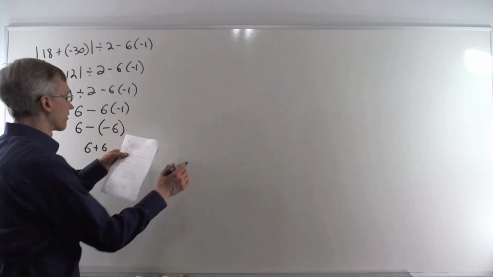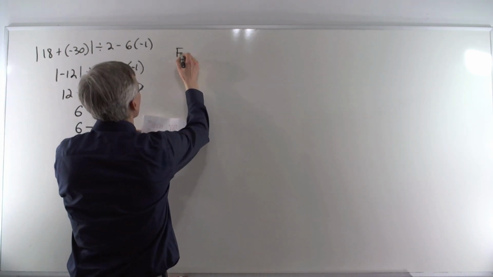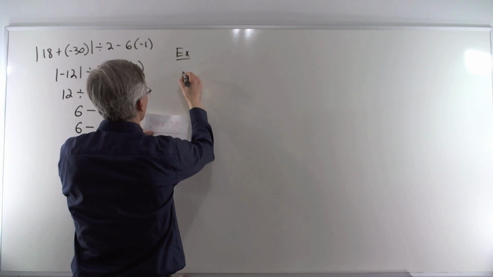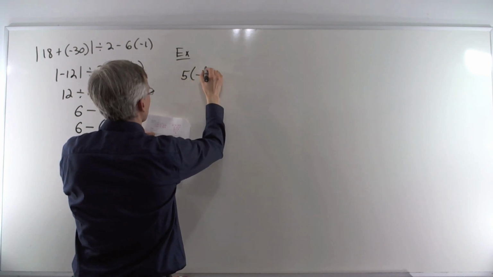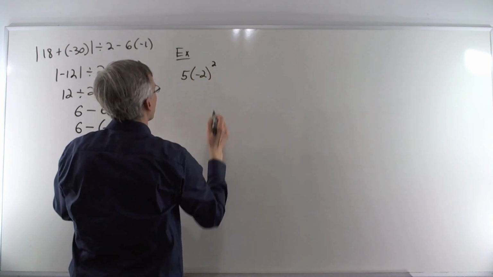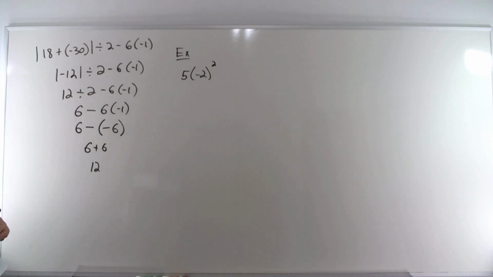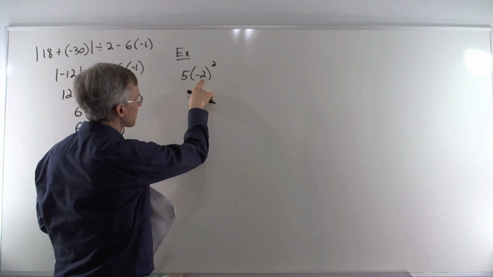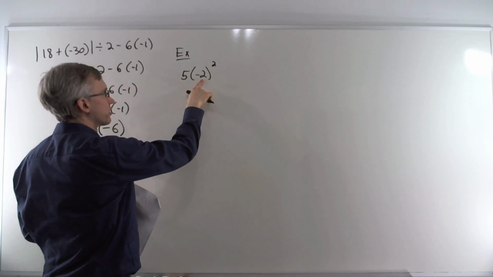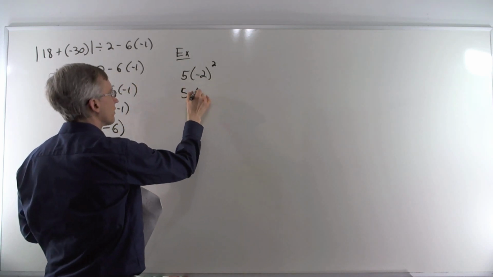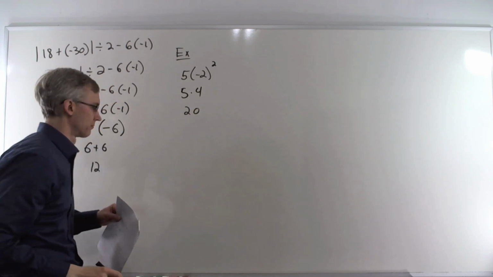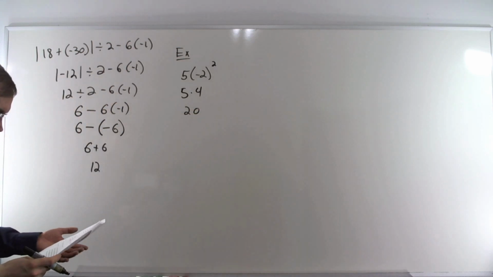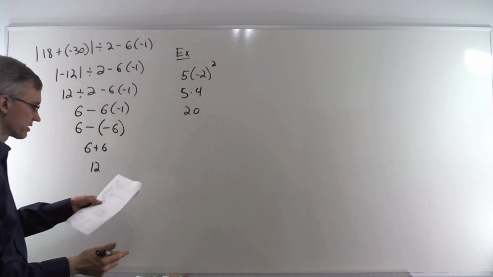Next example, we've got our first exponent. So we've got 5 times -2 squared. So we'll start with the exponent. We're squaring -2. -2 is the base, so that's -2 times -2, so that's going to turn into a +4. So 5 times 4, or 20. Your turn number 7.